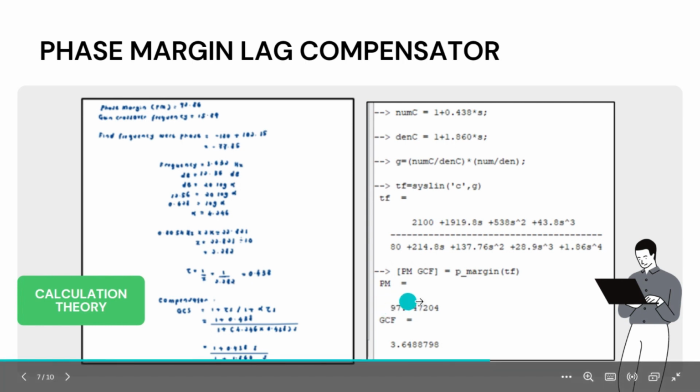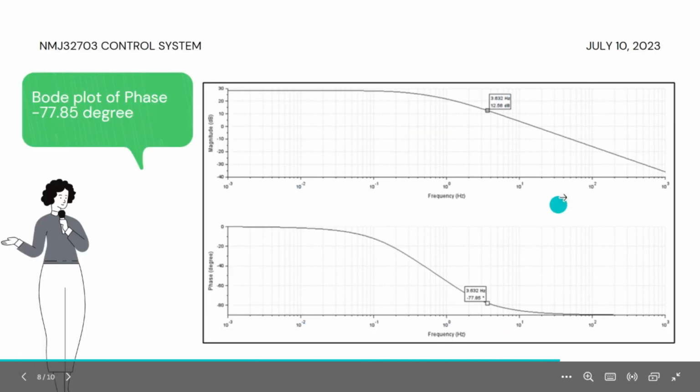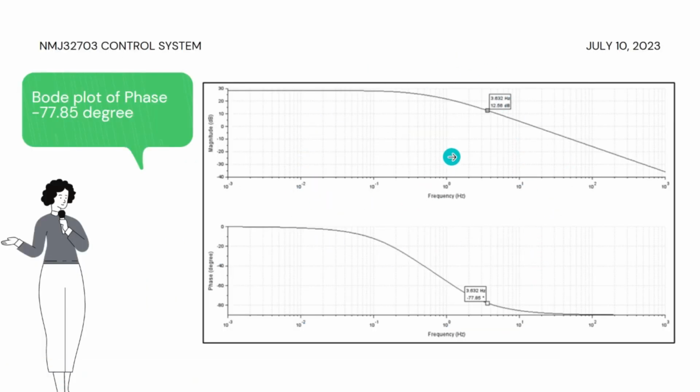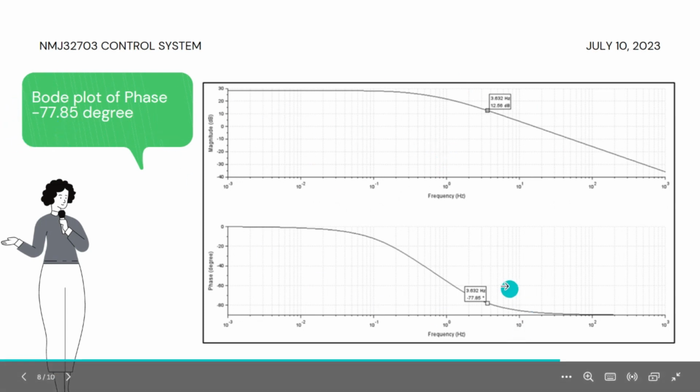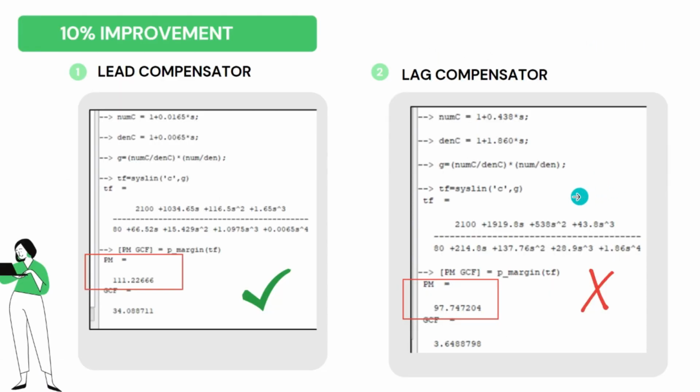We got the phase margin value, which is 97.74. This is the gain crossover frequency value for the lag compensator, which is 3.64. As you can see, this is the Bode plot with the phase at negative 77.86 degrees here, so we get the new frequency to calculate the alpha.